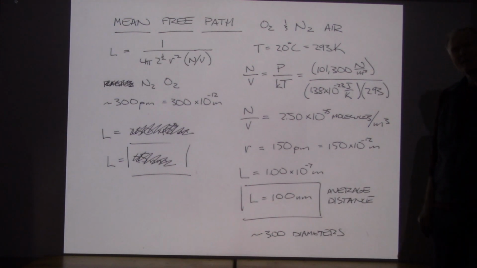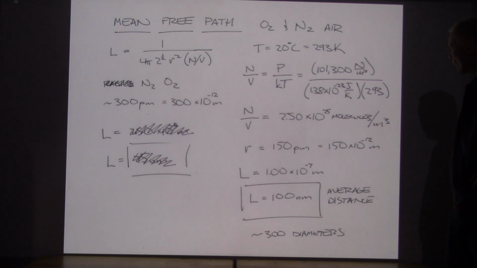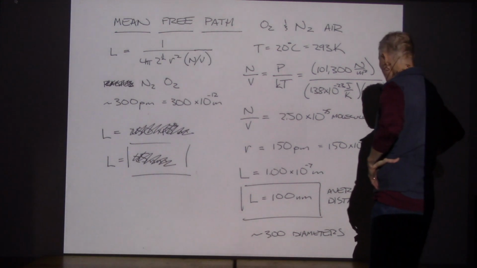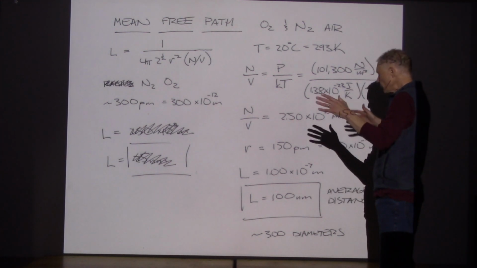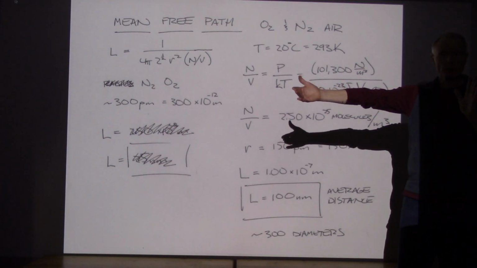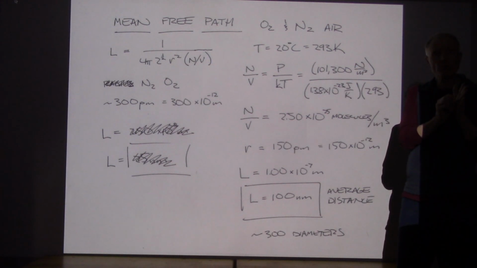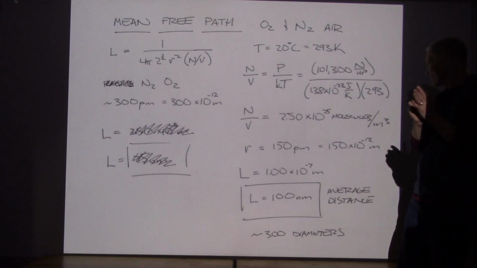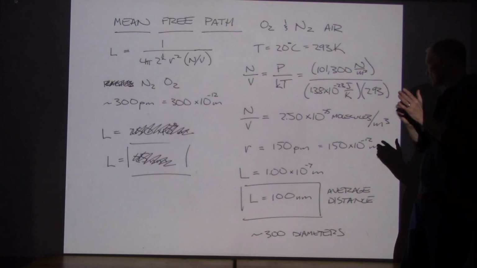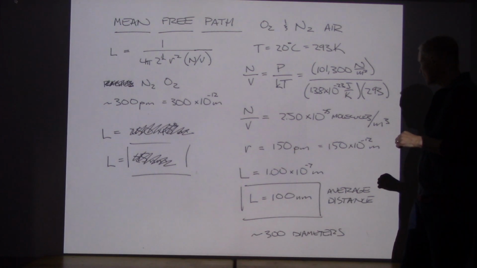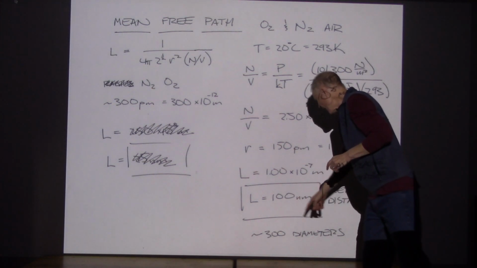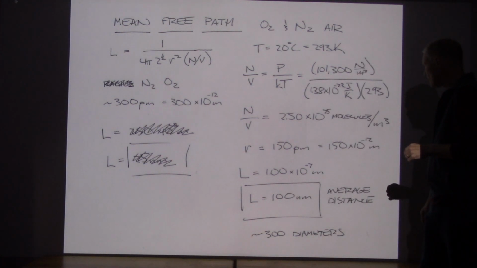Now 100 nanometers would be 100,000 picometers. So let's think about that. If I've got 100,000 picometers between collisions, and the molecules themselves are about 300 picometers in size, that gives me about 300 diameters between collisions.